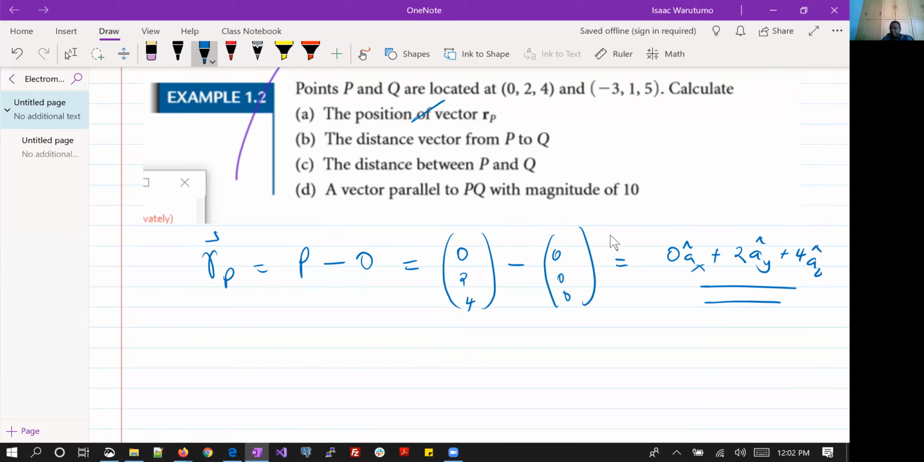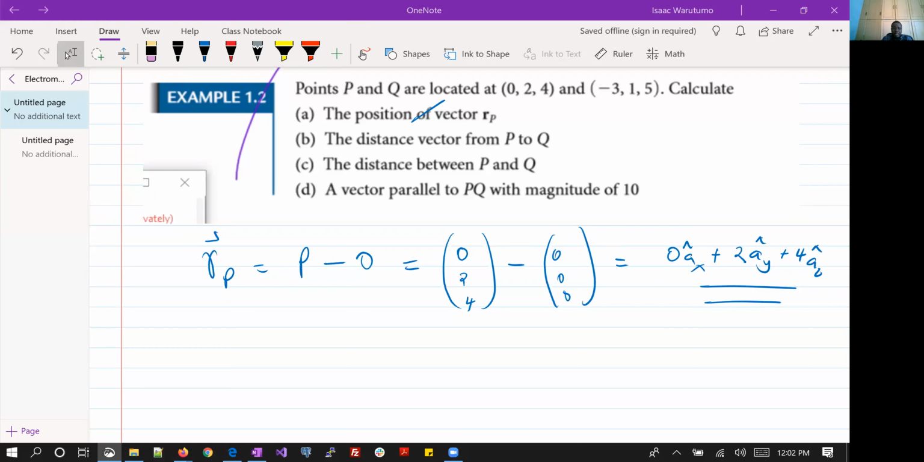Isaac is asking if these examples are in the notes. Yes, they are. I just wanted to do them here so that we get to see the examples as they should be. So I think I have answered your question. So that is the first question.